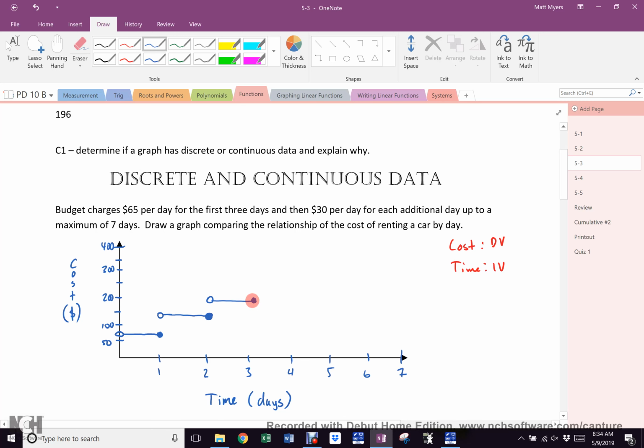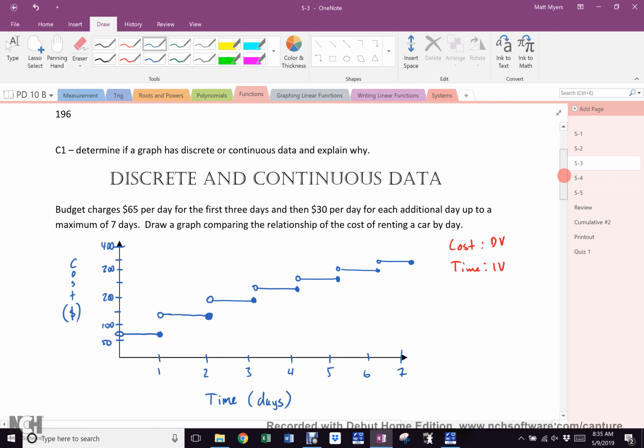Oh, addition. I know. It's killing you. 225. Then what happens on the 4th day? 255. What happens on the 5th day? 285. What happens on the 6th day? 315. And there I must stop. Why? That's where my data ends.